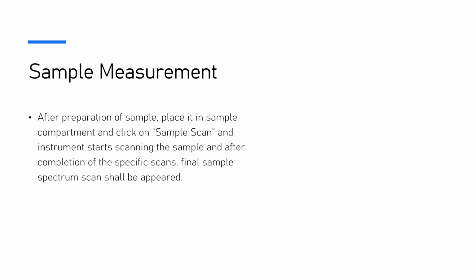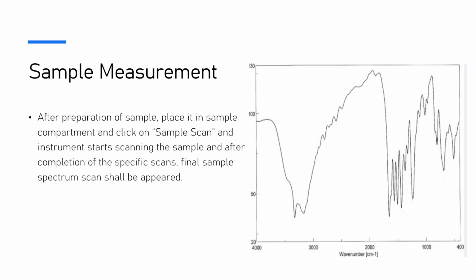Please place the sample into the compartment, and then there will be the option for the sample scan. You need to click on the sample scan option and the instrument starts scanning this sample, and after completion of the scan, the final sample spectrum shall appear. Here you can see the spectra, which is one of the paracetamol molecule spectra. So this is the spectra for this sample.